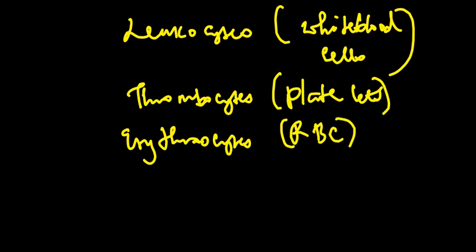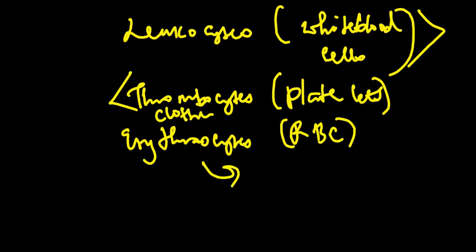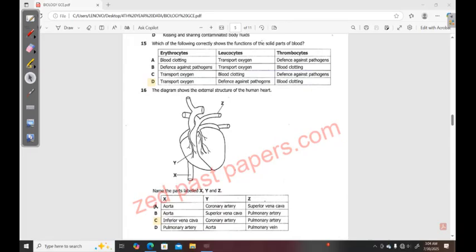So what do the white blood cells do? These are like the soldiers of the body. They fight all sorts of diseases. Thrombocytes help in clotting. Then erythrocytes are for transportation of oxygen. So your erythrocytes are transporting oxygen, your leukocytes are your defense mechanisms, the soldiers, and the thrombocytes are for blood clotting.